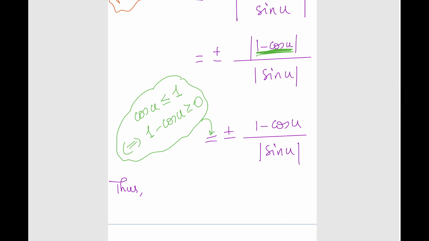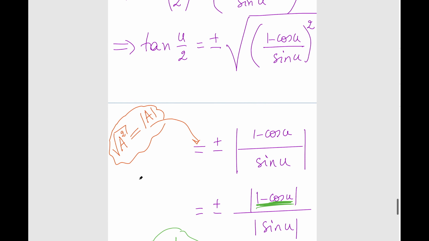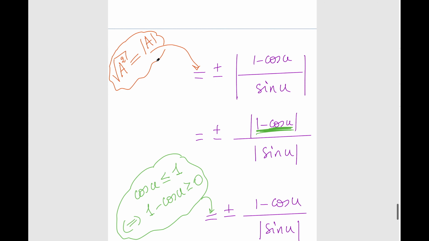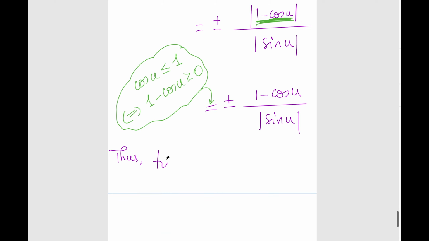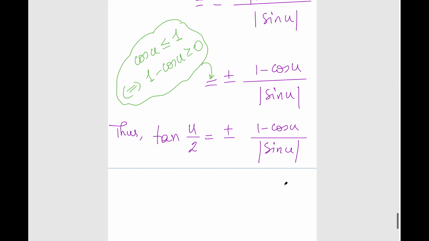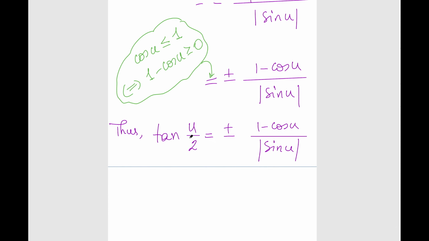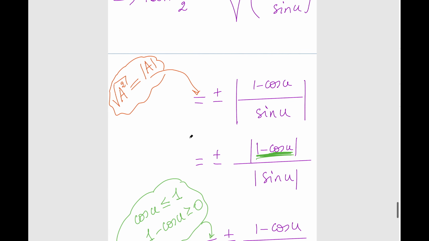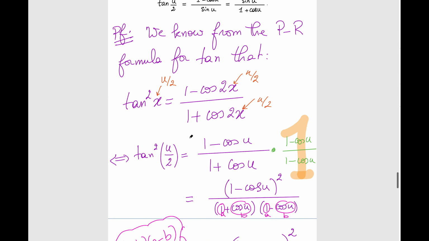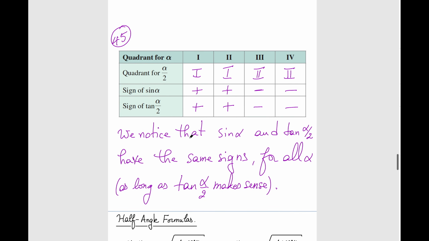So far, this is where we are. We have that tangent of u over 2 is equal to plus or minus 1 minus cosine of u divided by sine of u, with the absolute value. And what did we just do in problem 45?